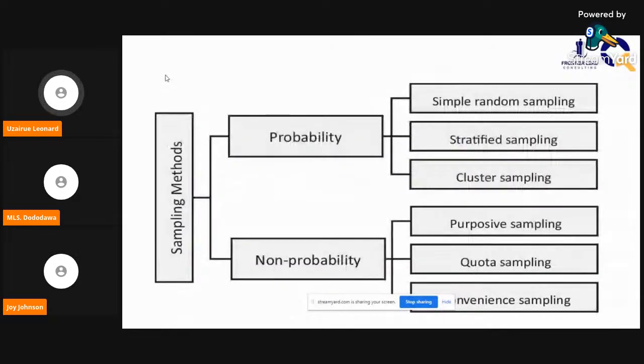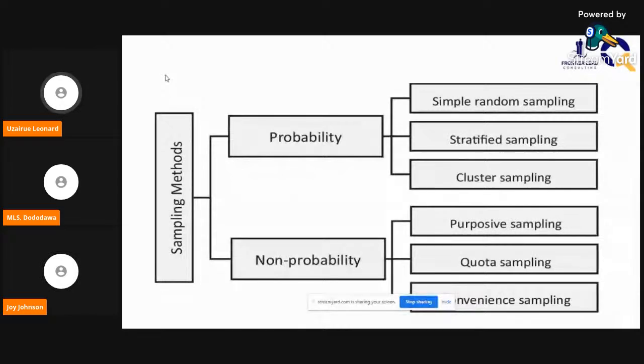When we talk about sampling methods, we're talking about the methods that can be used to collect data. And for you to be able to collect good data, you have to adopt a good sampling method.